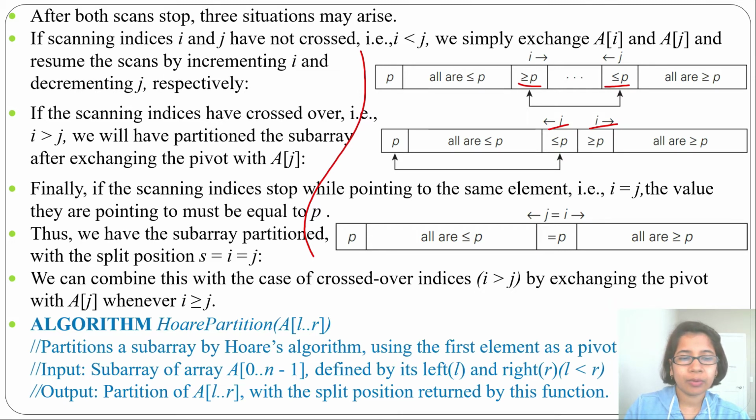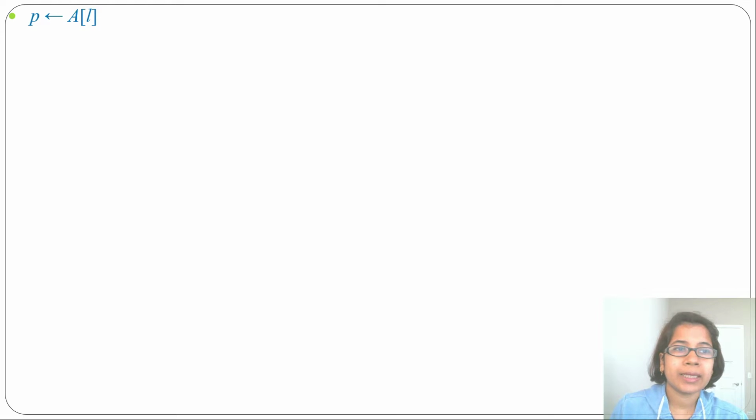Then what is the input? One array defined by its left as L and right as R. Then what will be the output? It will partition A[L..R] with the split position. So the partition algorithm will return the split position. Then again we'll do quicksort of the part before the split position and after the split position, or left subarray and right subarray.